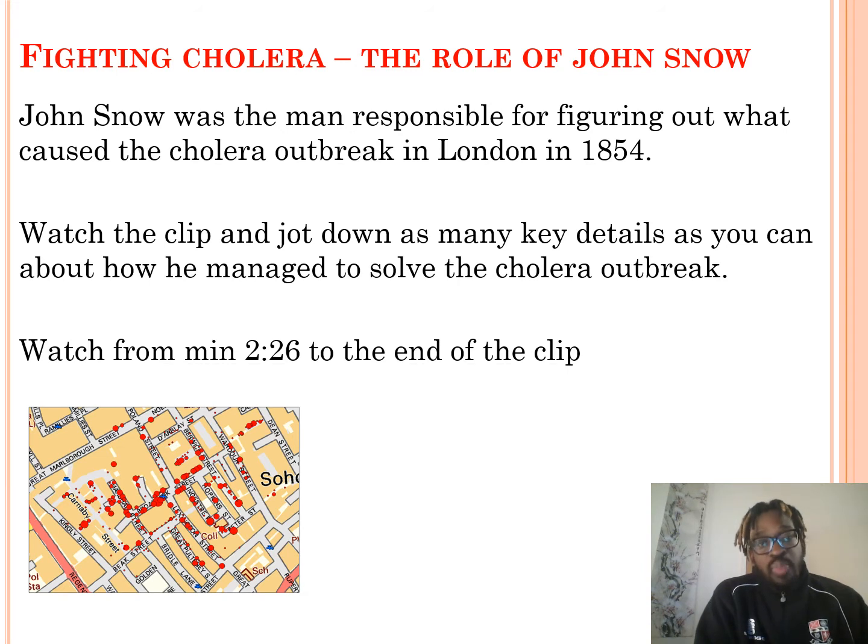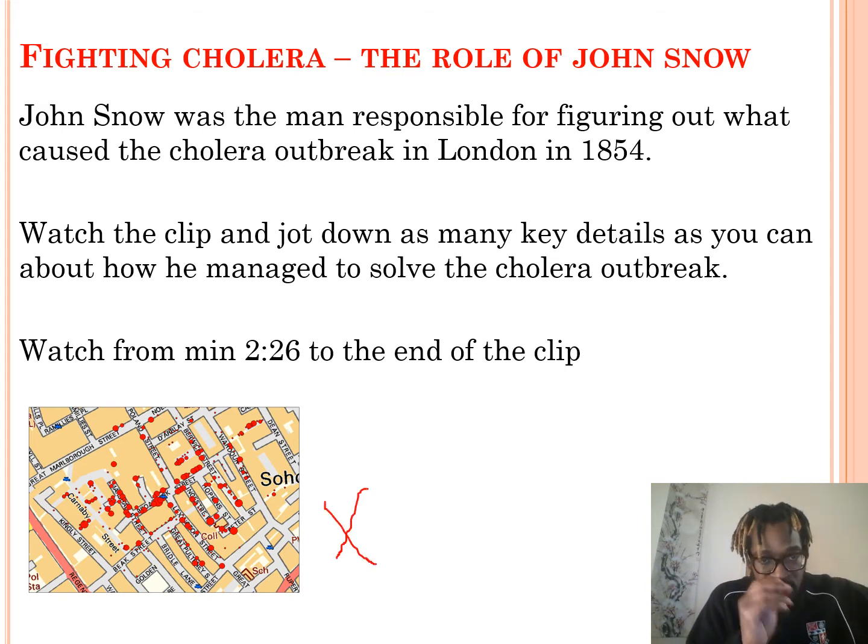Okay, go back to that clip again. It'll be in the description underneath this video. Then watch from minute 2:26 to the end of the clip. And as I've said here, watch the clip and jot down as many details as you can about how John Snow managed to solve the cholera outbreak problem. What was it that he did? And the clue is in this map here. So when you watch it, just think about this map.